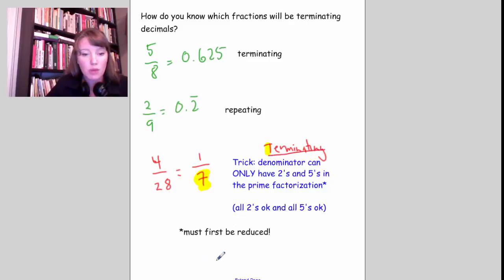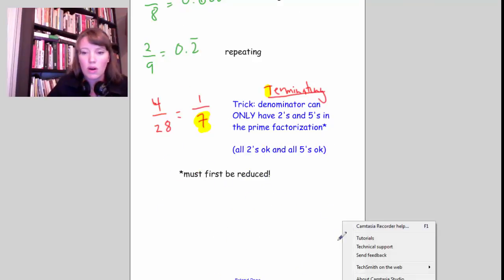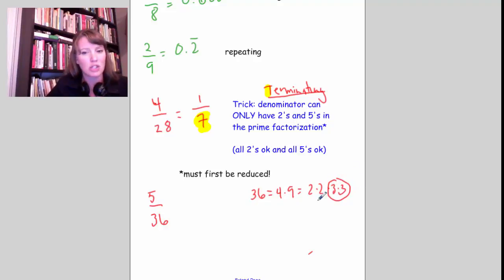Okay. So if we took another number, let's say that we have 5 over 36. This is already reduced. 5 and 36 don't share a common factor. Let's look at the prime factorization of 36. 36 is 4 times 9, where 4 is 2 times 2, and 9 is 3 times 3. So the fact that these 3's are present makes it a big problem, because it's not just 2's or 5's or both 2's and 5's. So this right here is going to be repeating. It's not going to terminate.